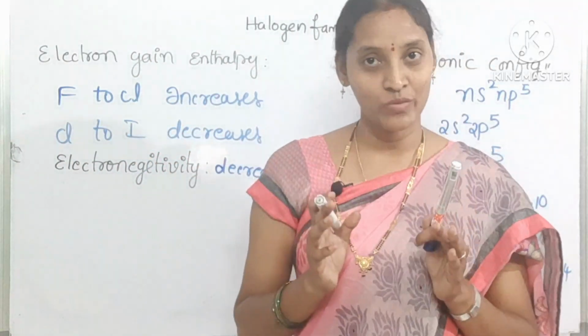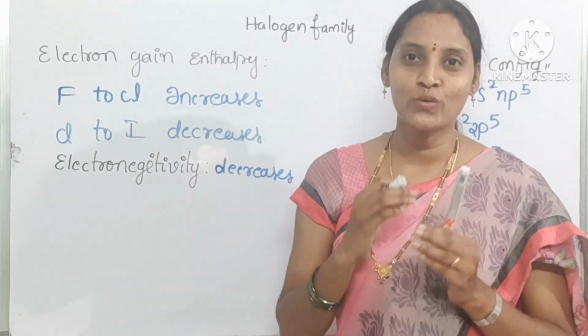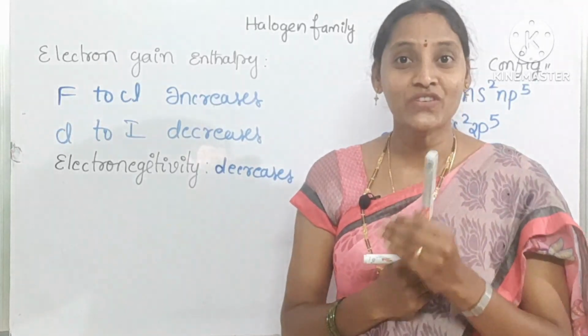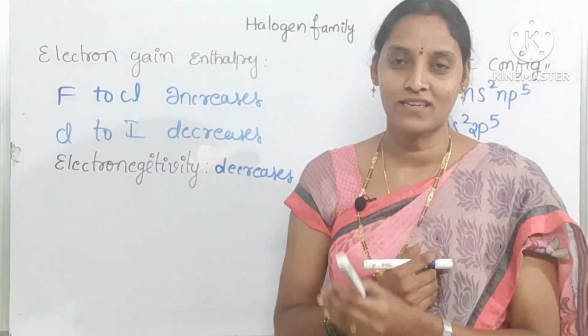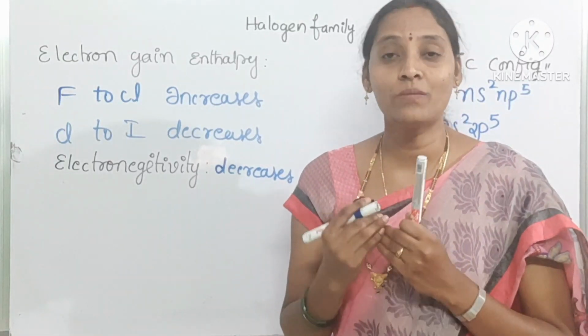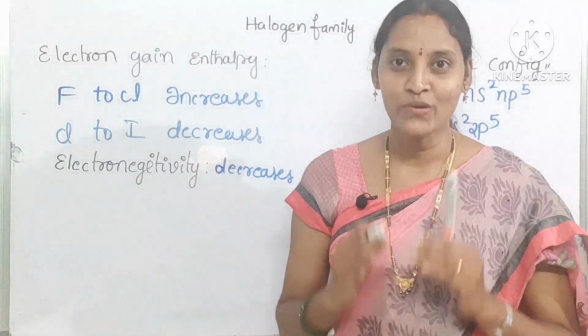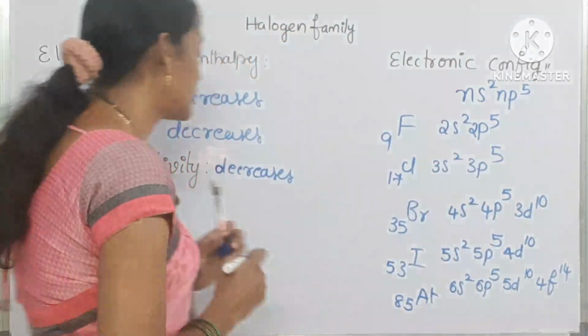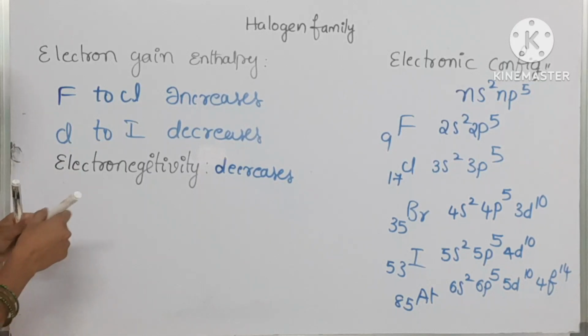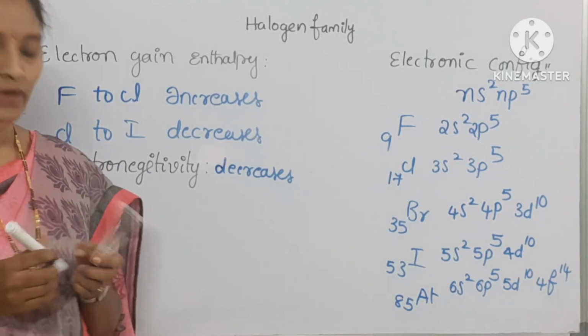But here you need to remember one point: fluorine is the most electronegative atom when compared to the other elements present in the group, and also in the periodic table. Fluorine is the most electronegative atom present in the periodic table. If you compare to other elements, fluorine is the most electronegative atom.